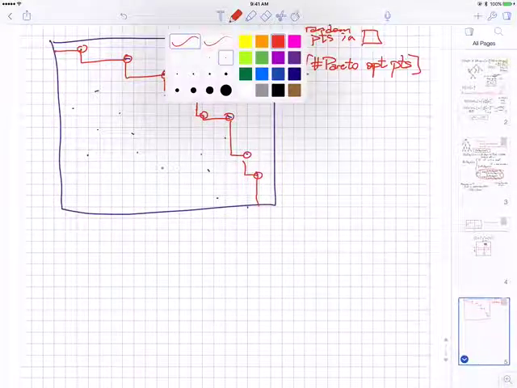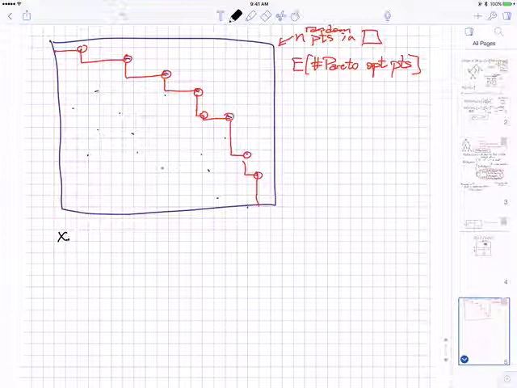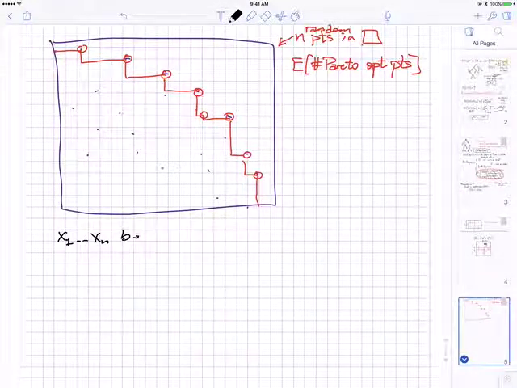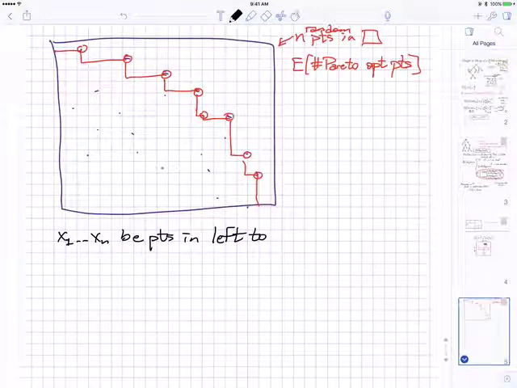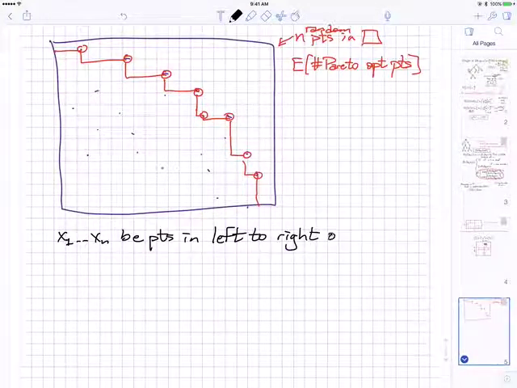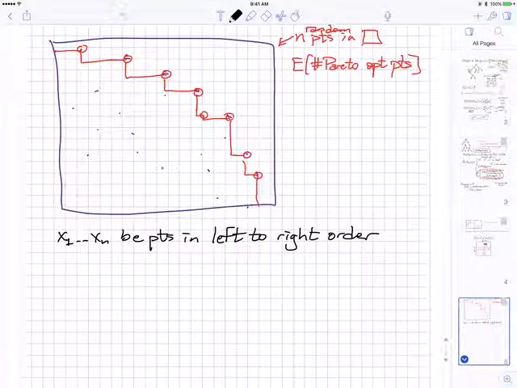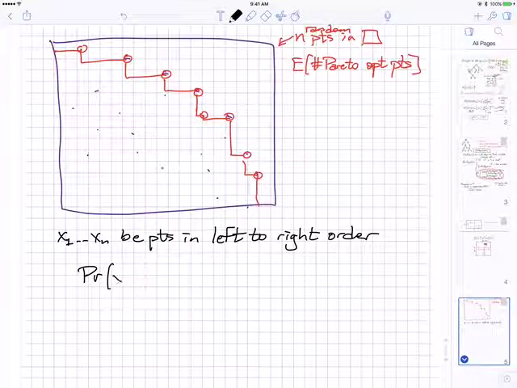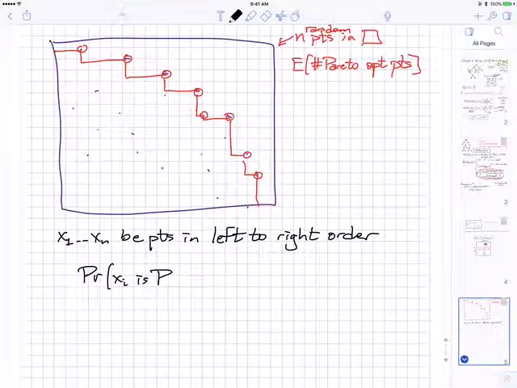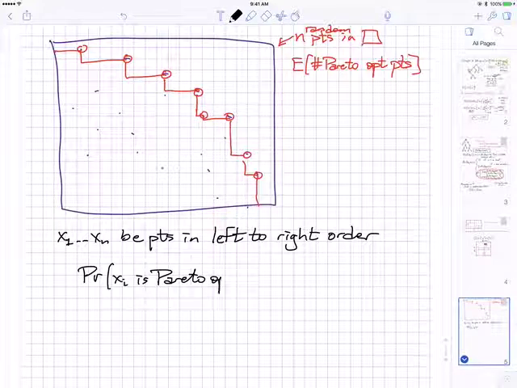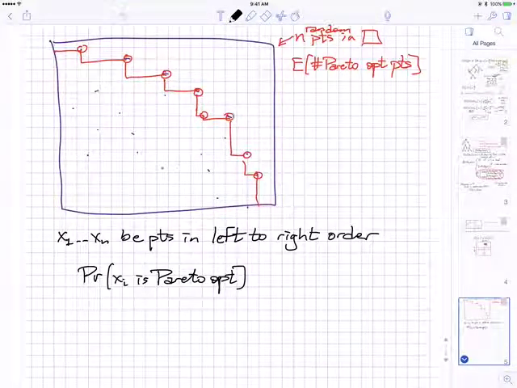Okay. The right way to think about this is to let x1 through xn be the points in left to right order, and then ask, what is the probability that point xi is Pareto optimal? Because this expected value, again, I can express as the sum of a bunch of probabilities of indicator variables.